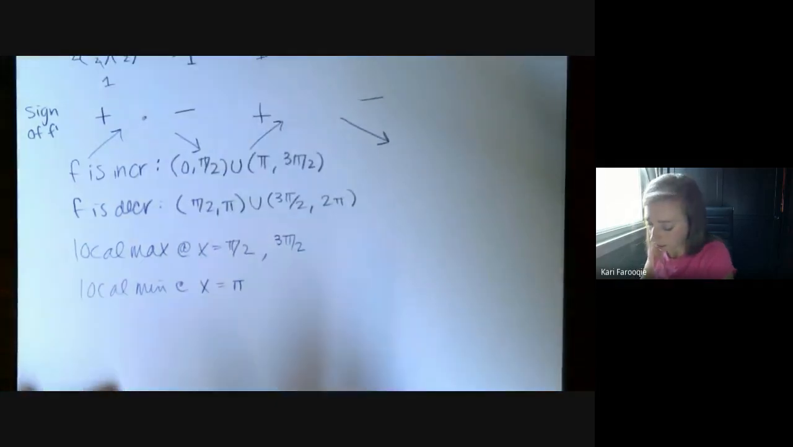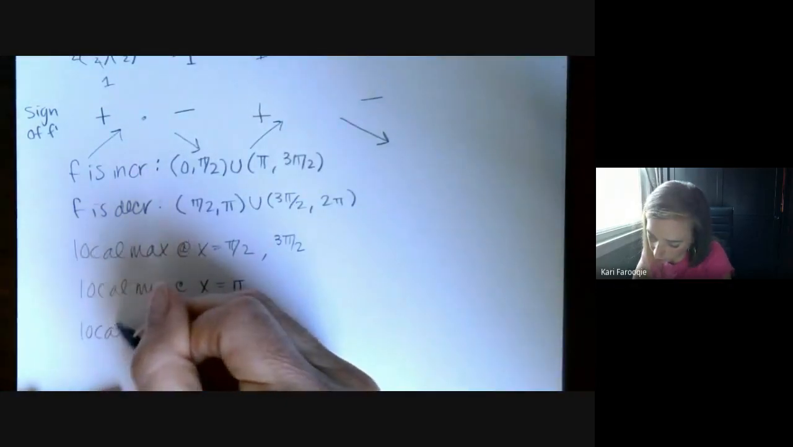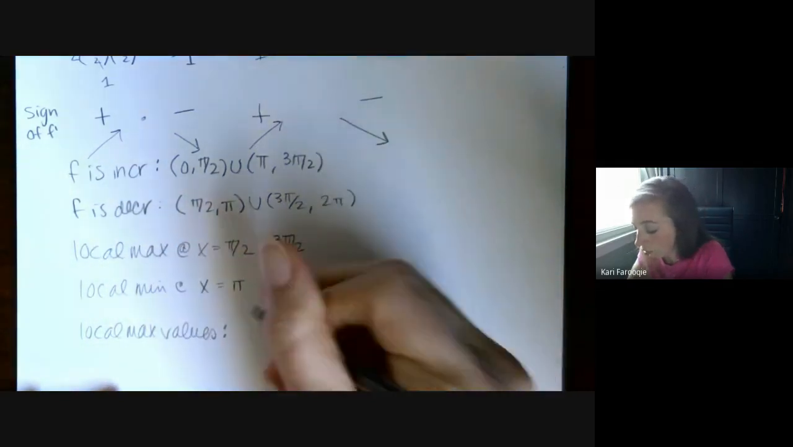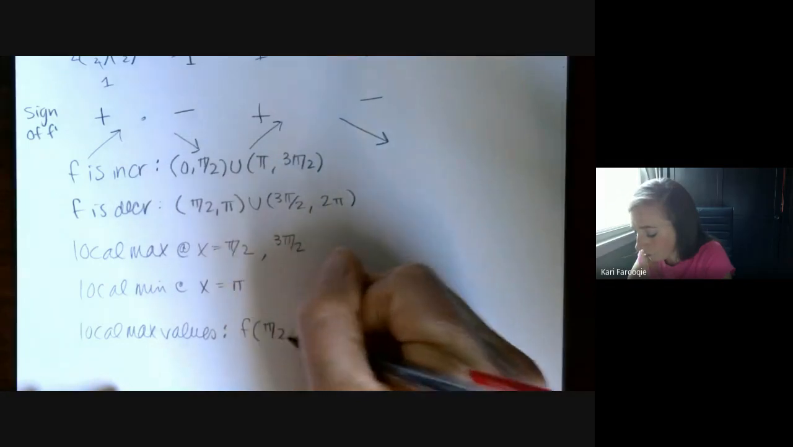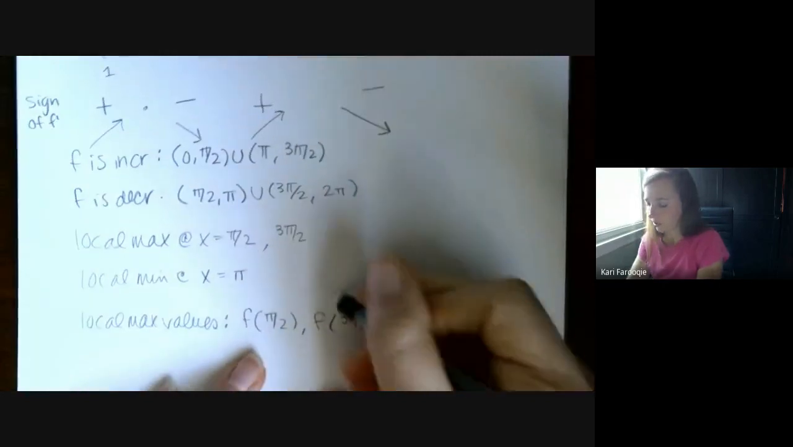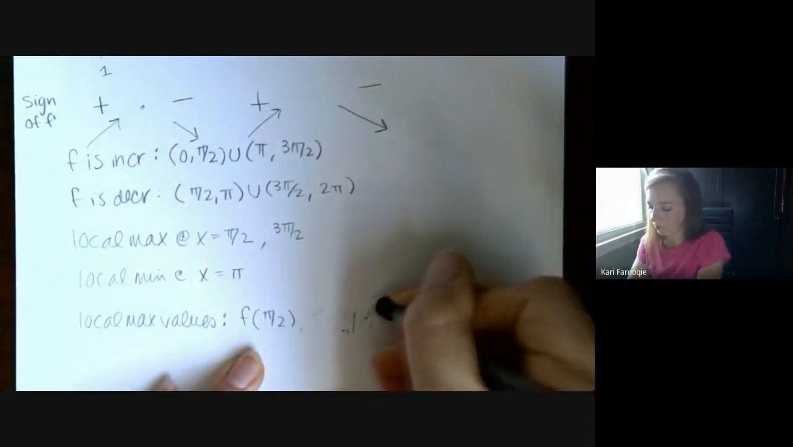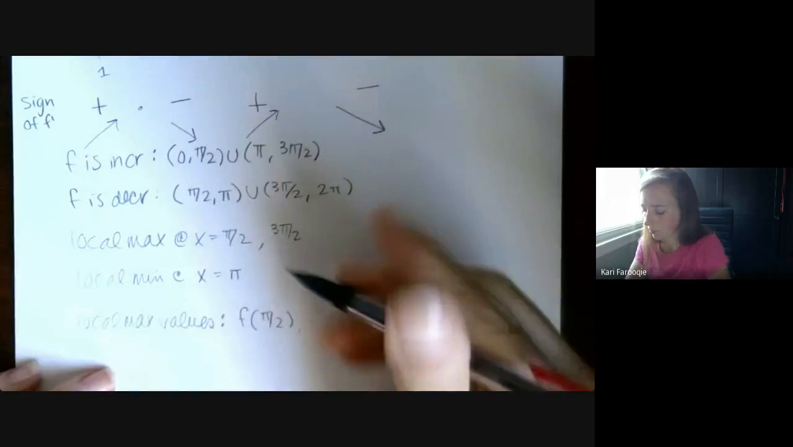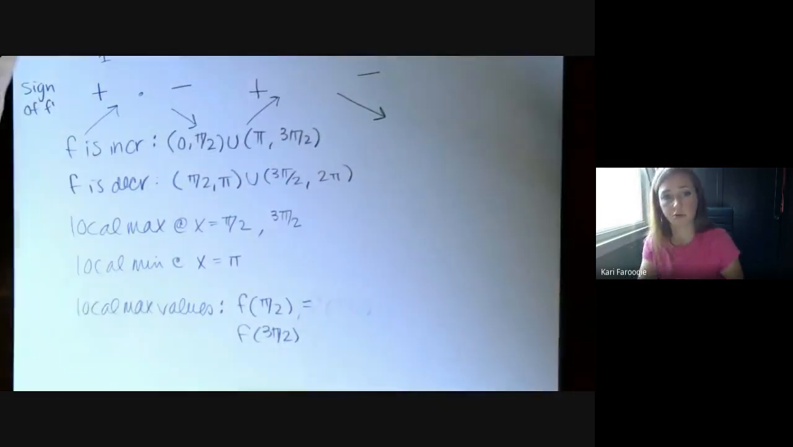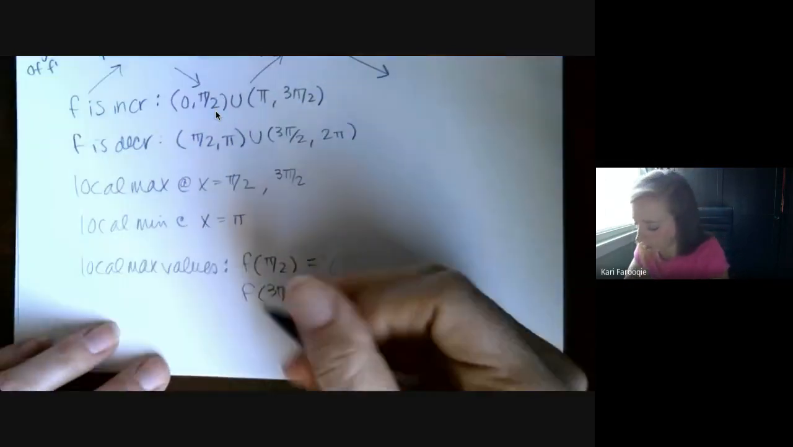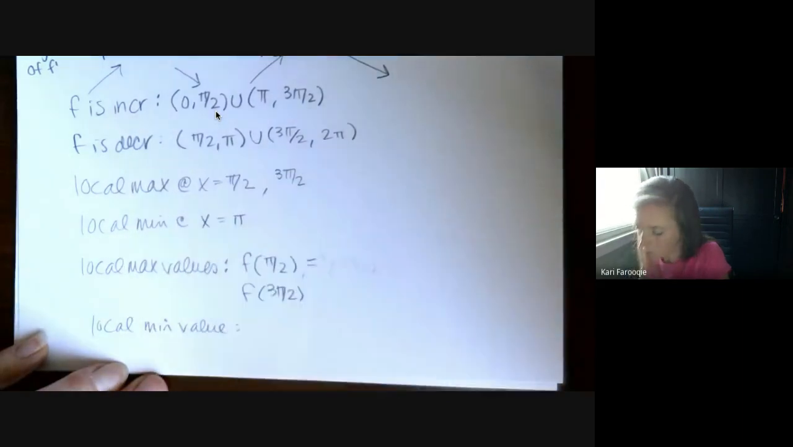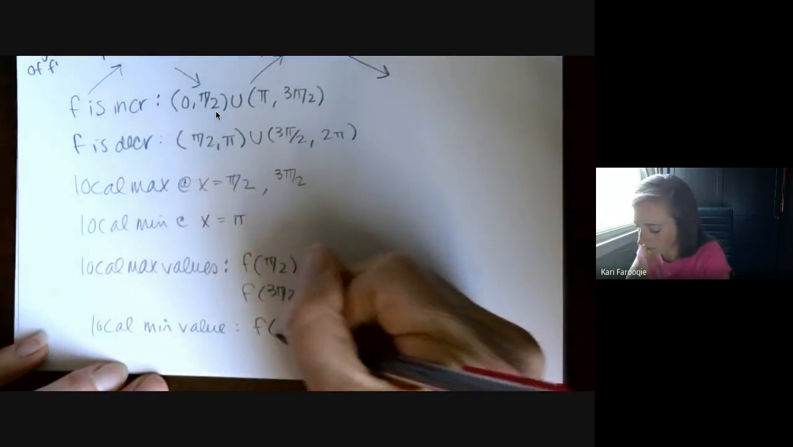If you're looking for the values, we would say that we have a local max value. One of them would be at f of pi over 2 and f of 3 pi over 2. You know what? Let's just find the values real quick. So those will be your local max values, and then the local min value, we're just going to have one local min at pi.